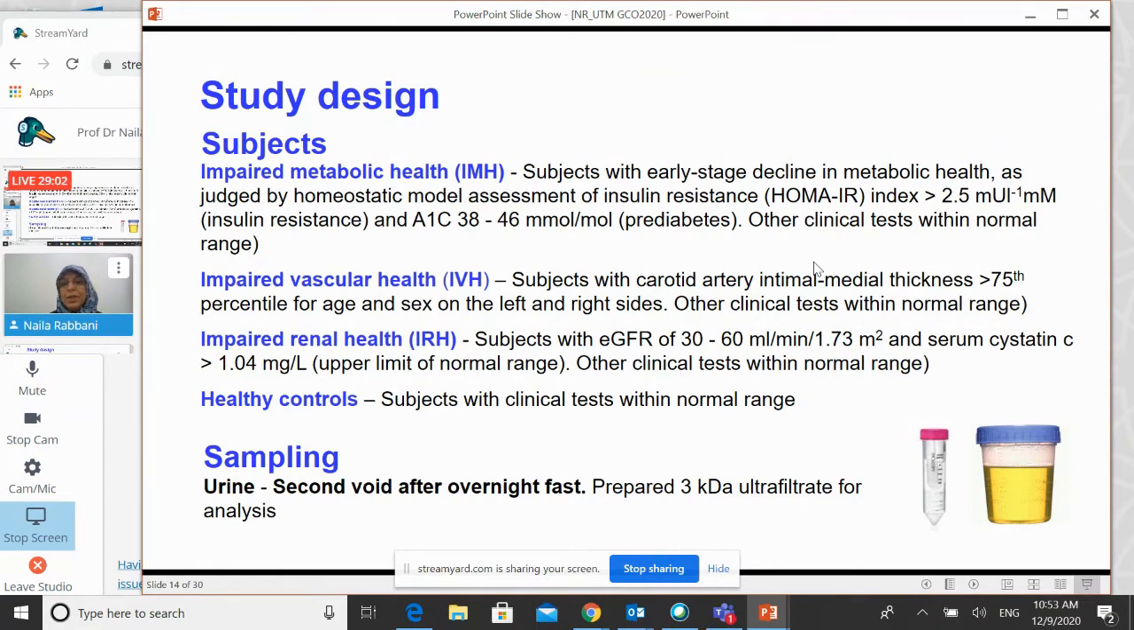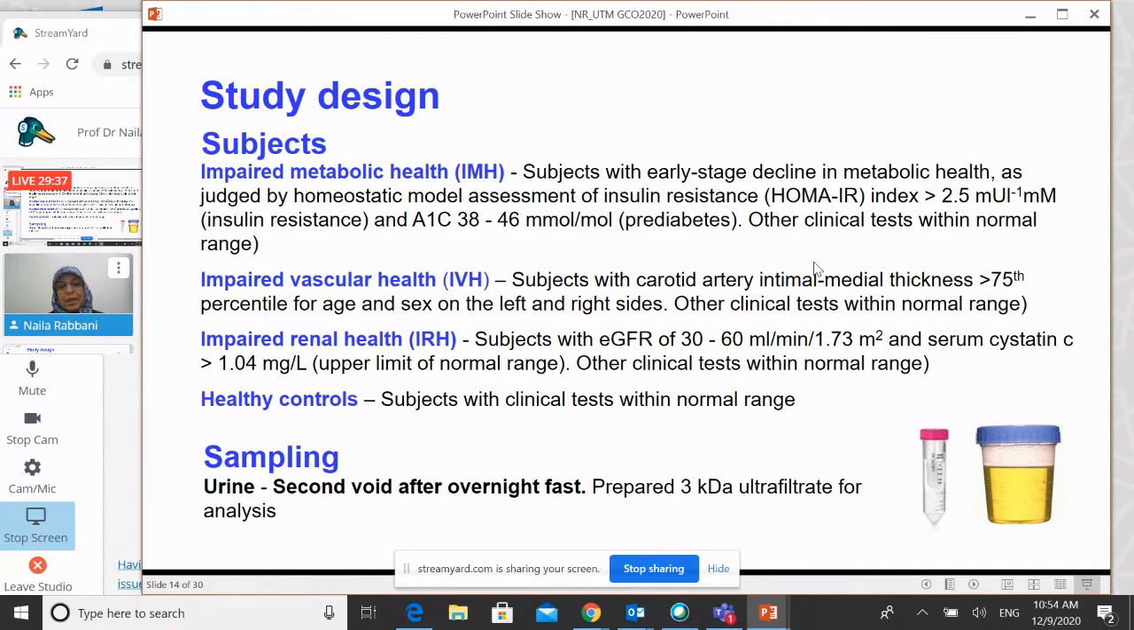These people were with early stage decline in metabolic health, as judged by homeostatic model assessment of insulin resistance, HOMA-IR index greater than 2.5 milliunit per millimolar insulin, and considered to be insulin resistance. And glycated hemoglobin, HbA1c, between 38 and 46 millimole per mole. So these are also considered to be pre-diabetes, and other clinical tests within normal range.